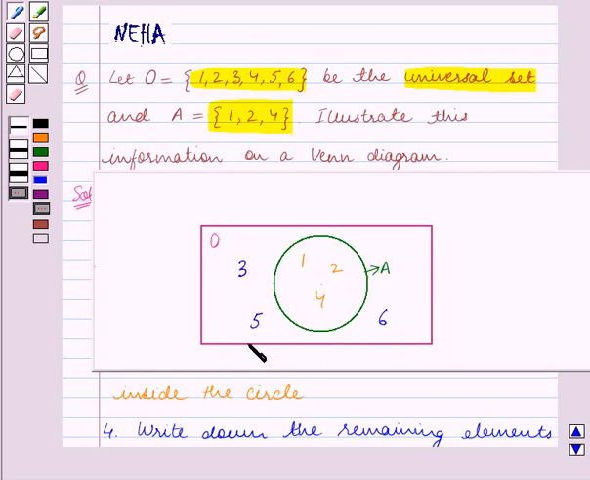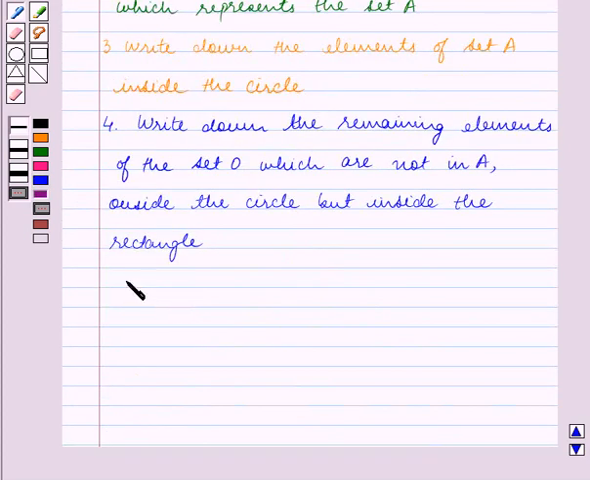So this is the Venn diagram for this question where set O, which is the universal set, is represented by this rectangle and set A is represented by this circle. Elements of set A are written inside this circle and the elements of set O are written inside this rectangle, including the elements of set A. With this, we end our session.